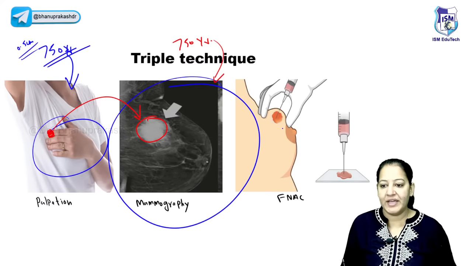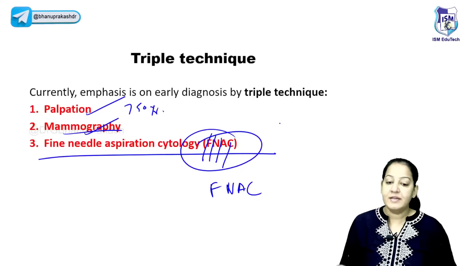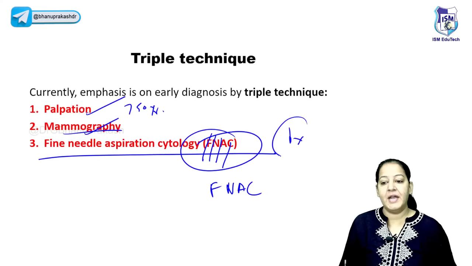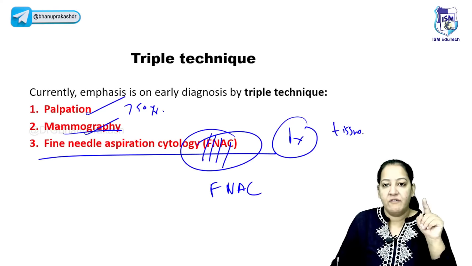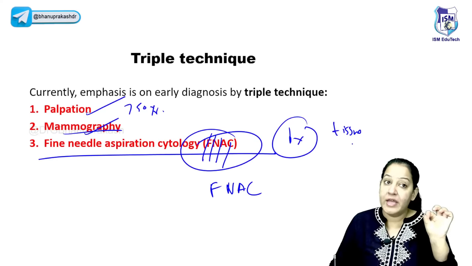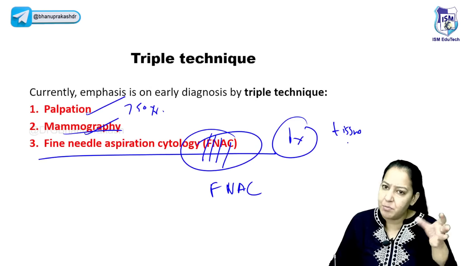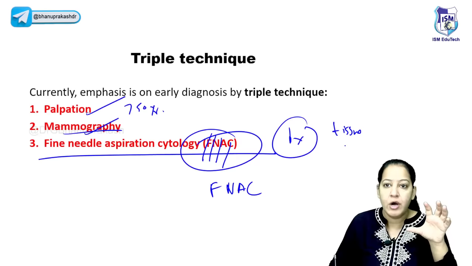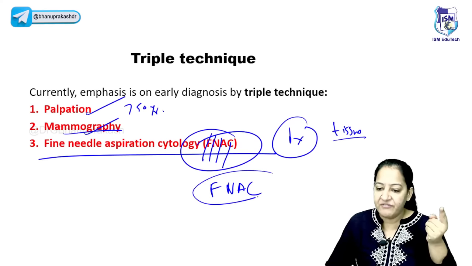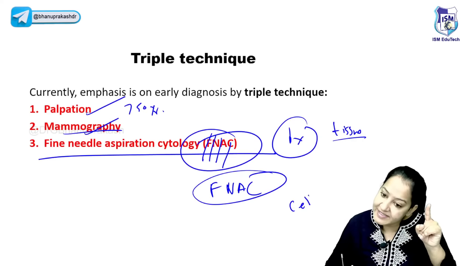So what basically we are doing here, we are not doing the biopsy. There is a difference between biopsy and FNAC. In biopsy, we take out the tissue. We take out a small tissue. We give the local anesthesia and we take out a small tissue of that particular portion or tumor or whatever we are suspecting. But in FNAC, we don't take the tissue out, we take the cells out.